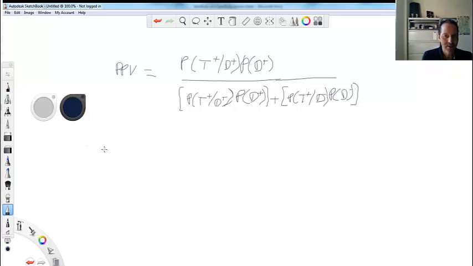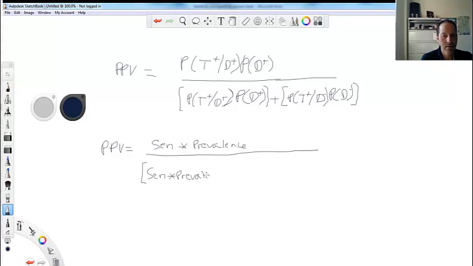Let's substitute the correct terminology from epidemiology. So we have this numerator, which is testing positive given one has the disease, that is sensitivity. We're going to multiply that by the probability of having the disease, that's prevalence. And we're going to divide that by the sum of sensitivity times prevalence, and now we have to deal with the opposites.